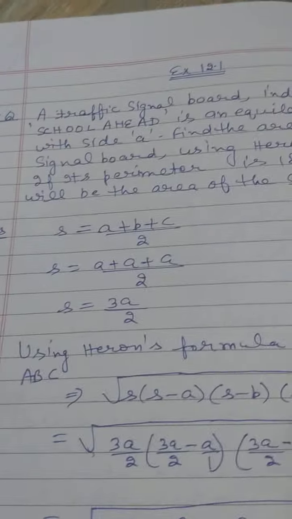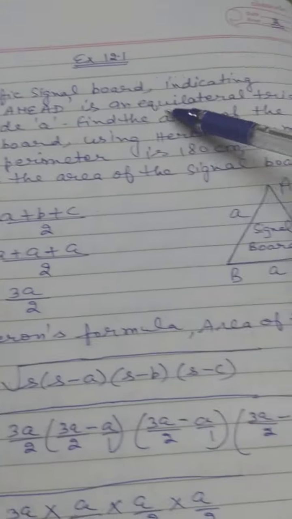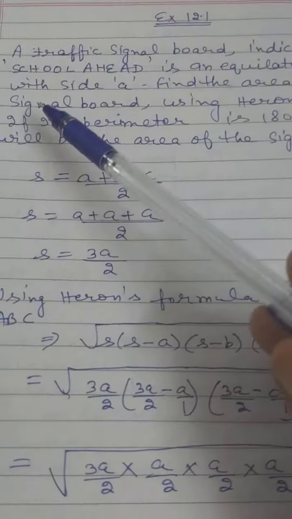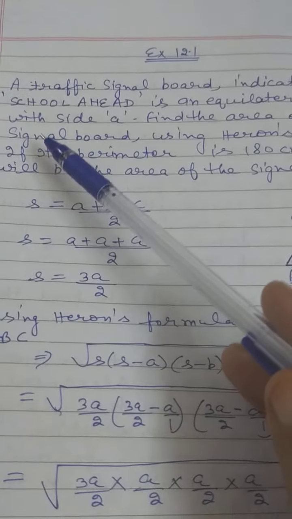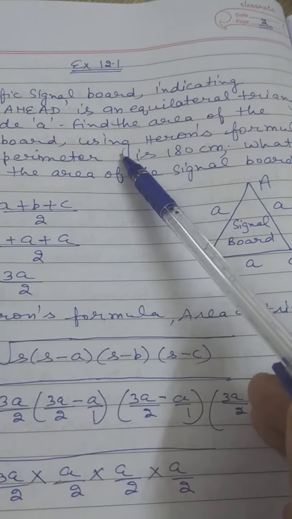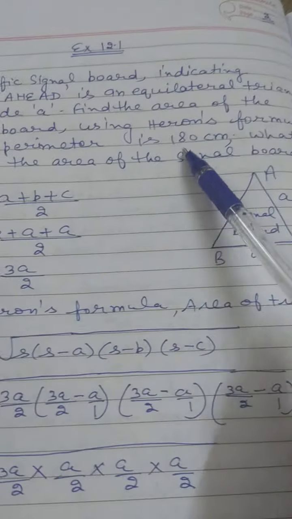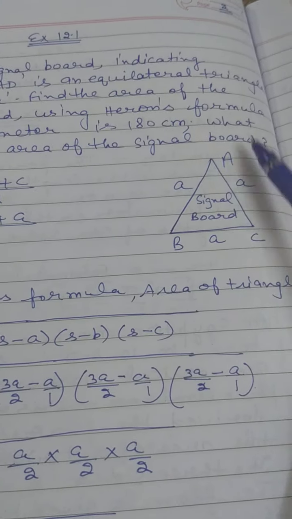Now exercise 12.1, first question. A traffic signal board indicating school ahead is an equilateral triangle with side a. Find the area of the signal board using Heron's formula. If its perimeter is 180 centimeter, what will be the area of the signal board?